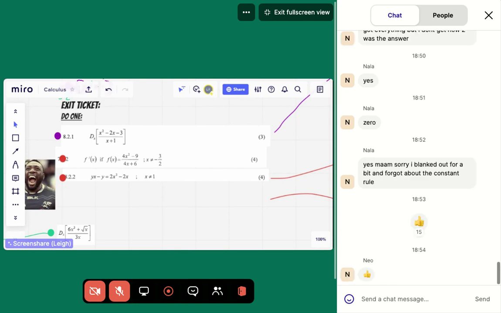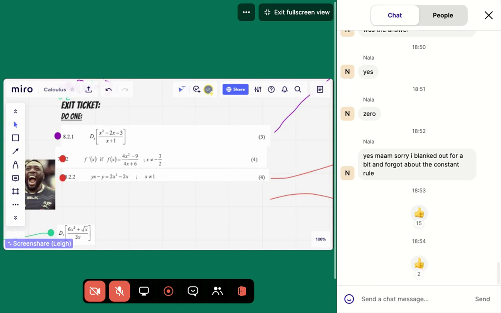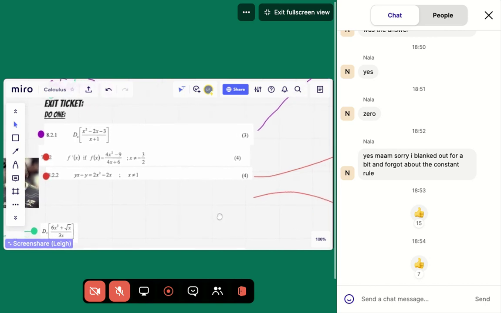Okay, 15 thumbs up. Wow, that's amazing. Okay, Neo, you say yes, you are ready to look at some answers. More thumbs ups again. Brilliant. Good. Okay, well, let's move over and go and have a look at these answers over here.